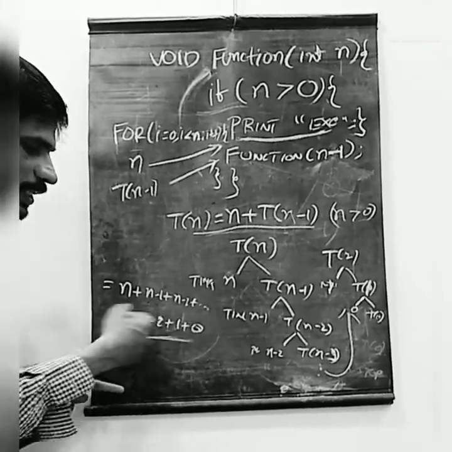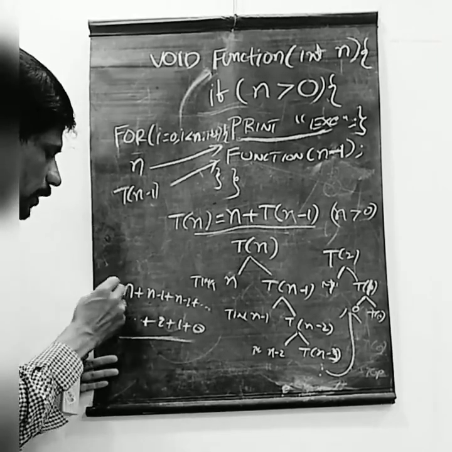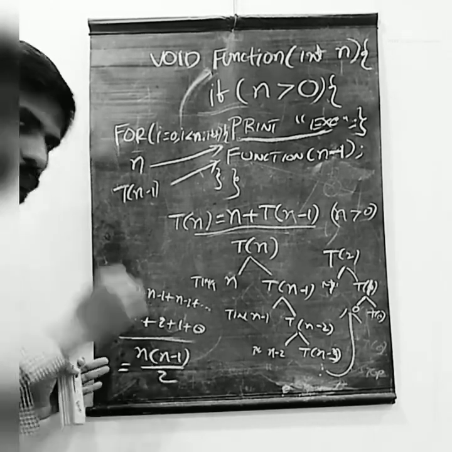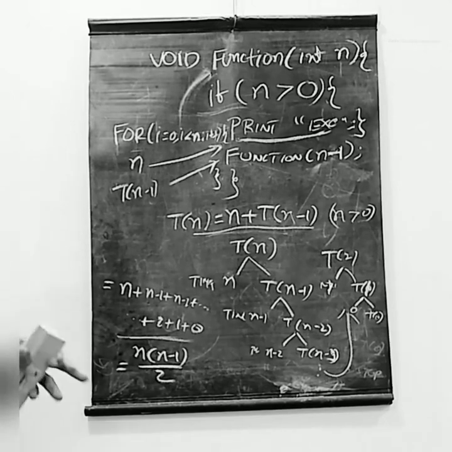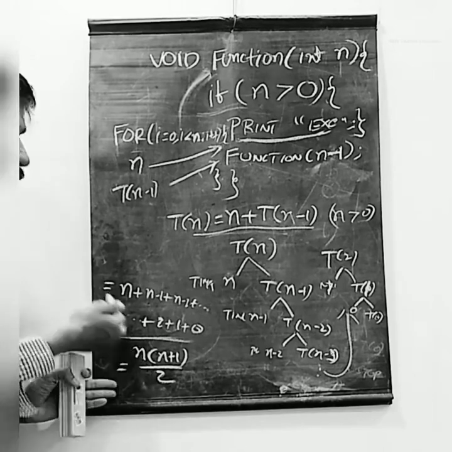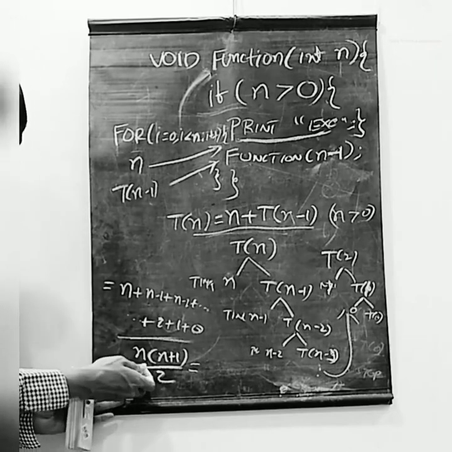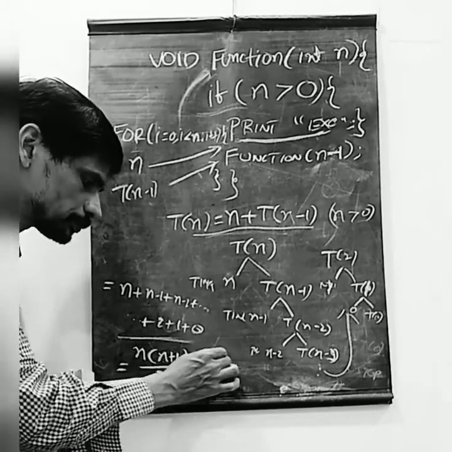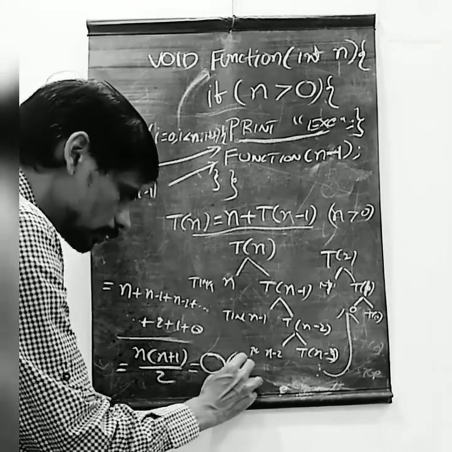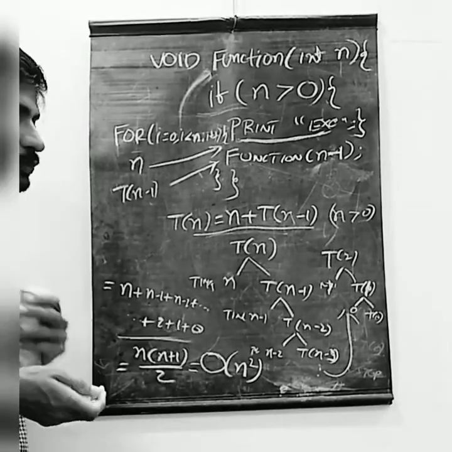This is the final value. So what is this actually? We are simply adding. So this will become n into n plus 1 by 2, right? So what is the complexity of this? Order of n square, right? So order of n square.